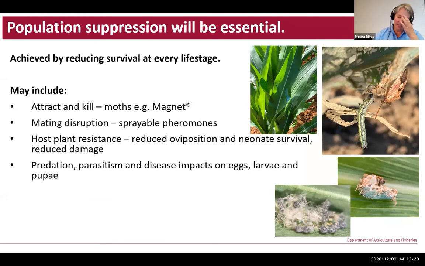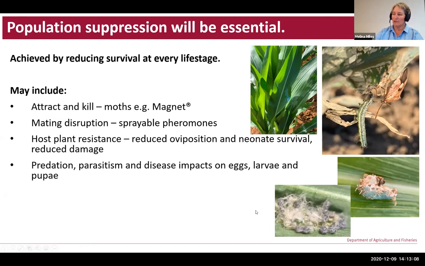There are a number of things that we already have available to us, like Magnet. There are some products that we are quite keen to evaluate, things for mating disruption like pheromones, and host plant resistance, which sounds like it's a long way off. But the introduction of some host plant resistant traits may offer considerable benefits in terms of reduced oviposition and small larval survival, and also reduced damage because of the physical makeup of the host plant, things like tighter wrapper leaves on corn. And then, of course, predation, parasitism and disease we're all familiar with. Ensuring that those things can happen in the field, and not precluding them through our use of non-selective insecticides, is a really important part of things.